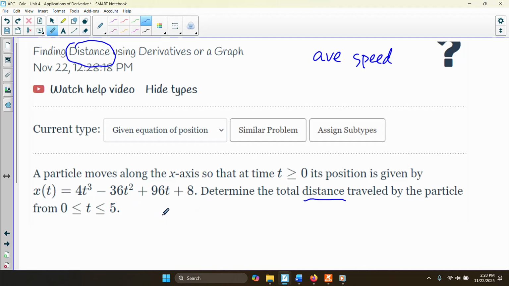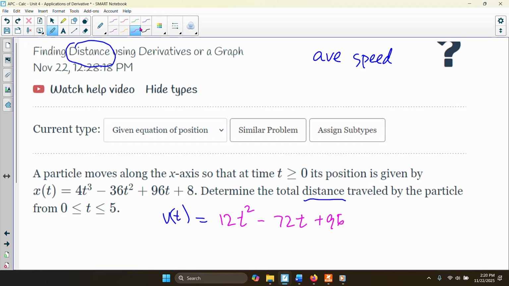So what is velocity of t? I hope the numbers work out well. You could pause this and do it yourself, but I'm just going to do it. So it's 12t squared minus 72t plus 96. I should have picked an easier problem with easier numbers.